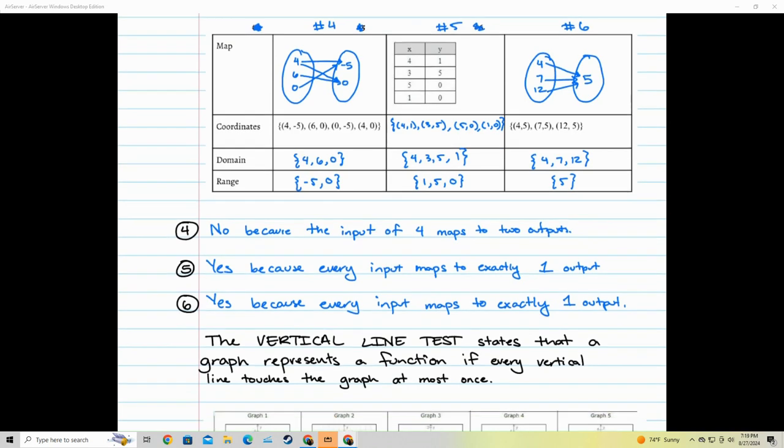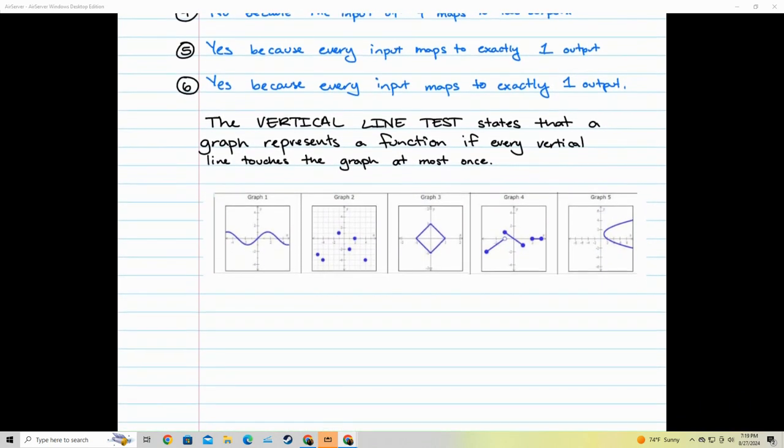Okay, last thing we're going to cover is the vertical line test. The vertical line test states that a graph represents a function if every vertical line touches the graph at most once. Hey, when it says at most once, this means 1 is okay.